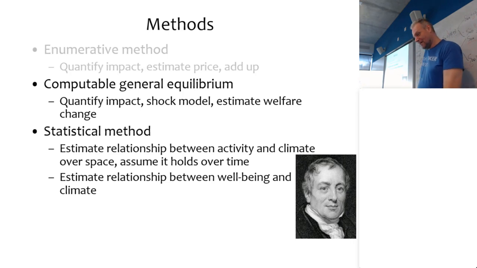And now Ricardo should be shown. What other people have done is use statistical methods, where essentially they estimate the relationship between an economic activity and the climate. Now this goes back to Ricardo. We didn't just do trade, we did many other things. And Ricardo noted that if you buy a piece of land, you do not just buy that land, but you also buy the property right to all future sun that will shine on that land and all future rain that will fall on that land. Right? That is implicitly yours as well.